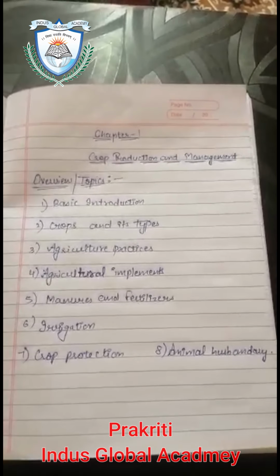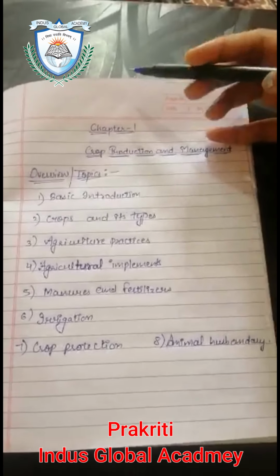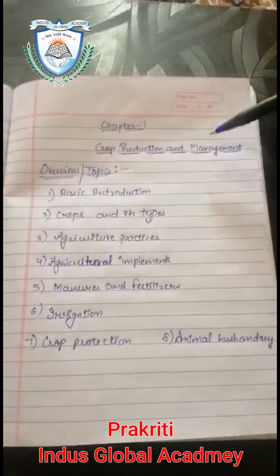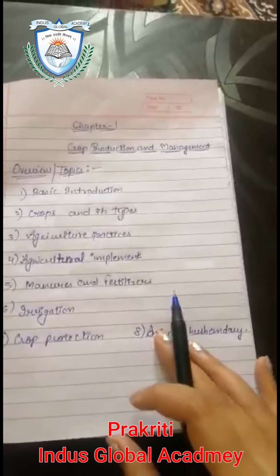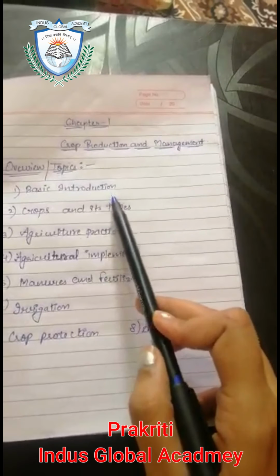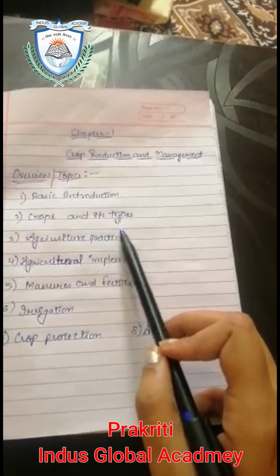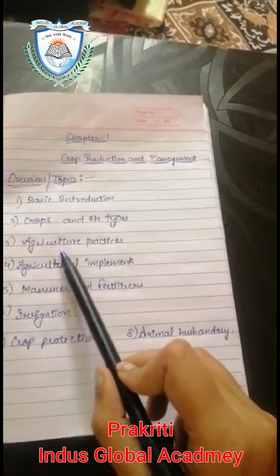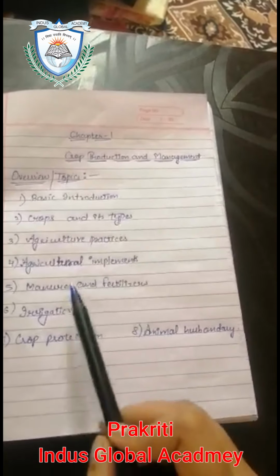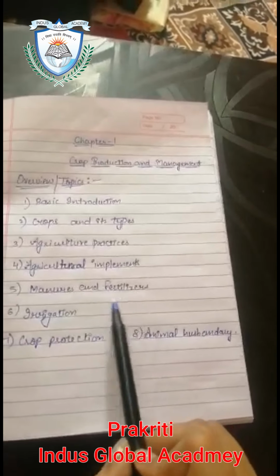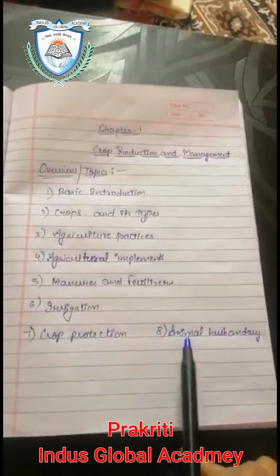Good morning, students. Today we are going to start our first chapter, and its name is Crop Production and Management. So, firstly, what we are going to cover is a basic introduction of the chapter. Second part will be the crops and its types. Next is agriculture practices, agricultural implements, manures and fertilizers, irrigation, crop protection, and animal husbandry.